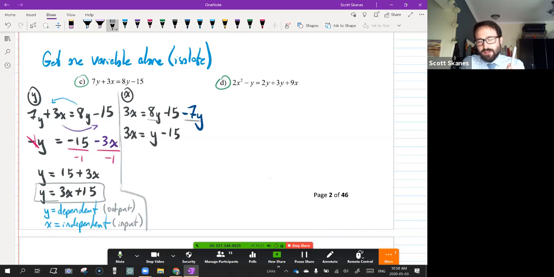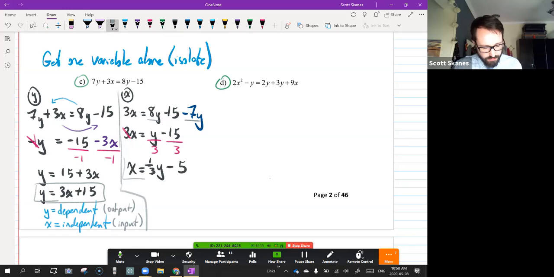We want it all on its own. We don't want anything else touching it, so we should remove that 3. So divide everything by 3. And I'm going to divide each term separately, and the reason for that is it makes the equation nicer in the end, okay? This gives 1 over 3y minus 5.